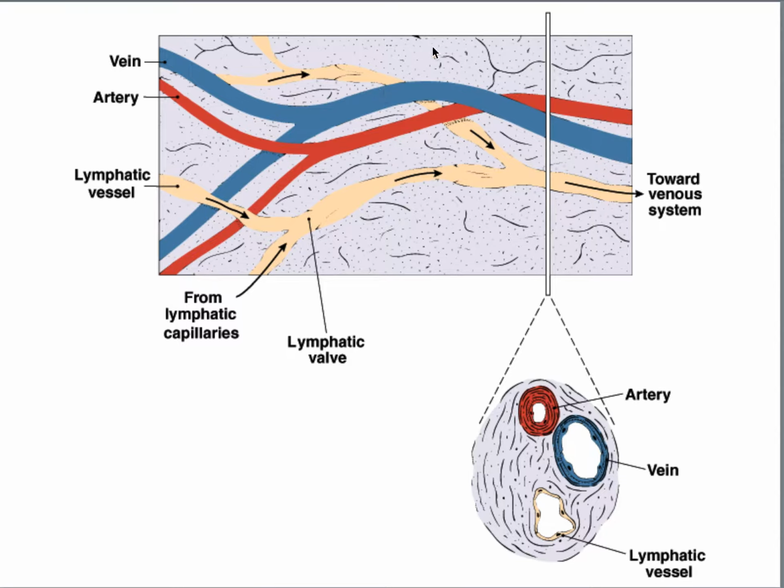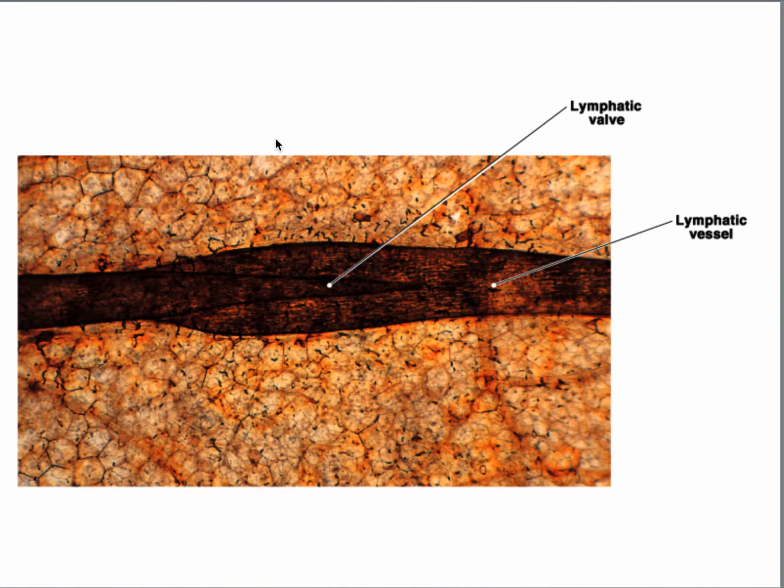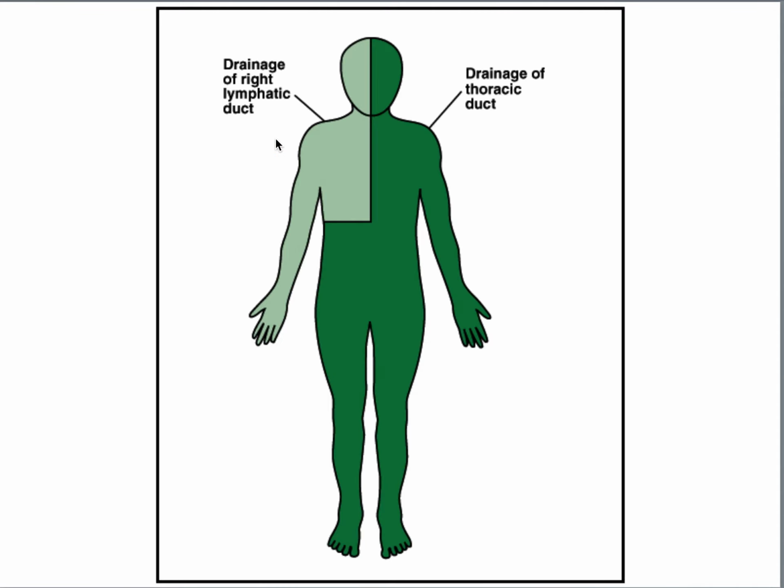So here we go again, one-way valves. Where do you find it? Find it in veins and lymphatic vessels, not in arteries, because arteries are away from the heart, so they're usually with gravity. Lymphatic vessel and a vein again, lymphatic vessel with a valve again.